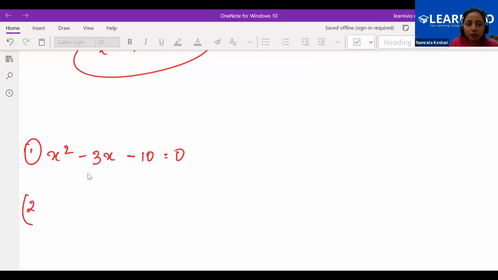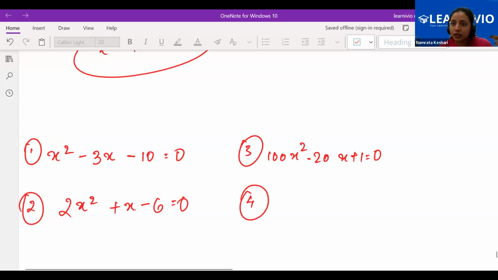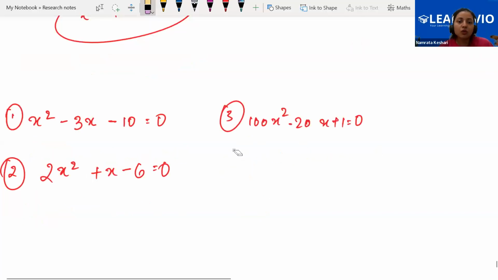These all you are going to do by yourself. 2x square plus x minus 6 is equal to 0. 100x square minus 20x plus 1 is equal to 0. The square root one I am not taking today. These are only these three. Note it down. You have to do it by yourself as homework.